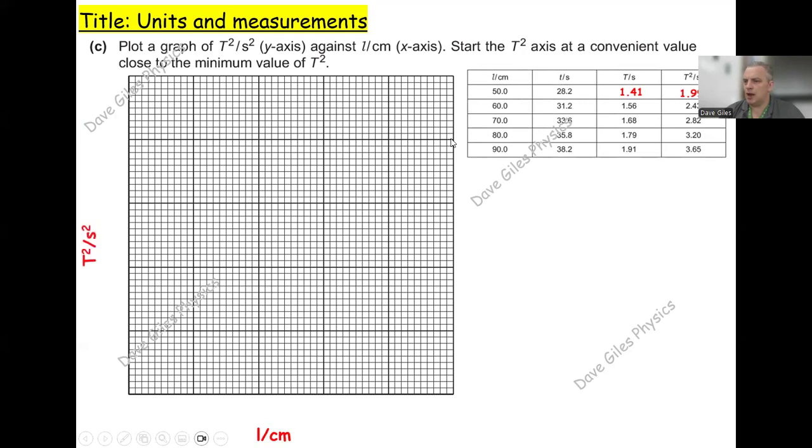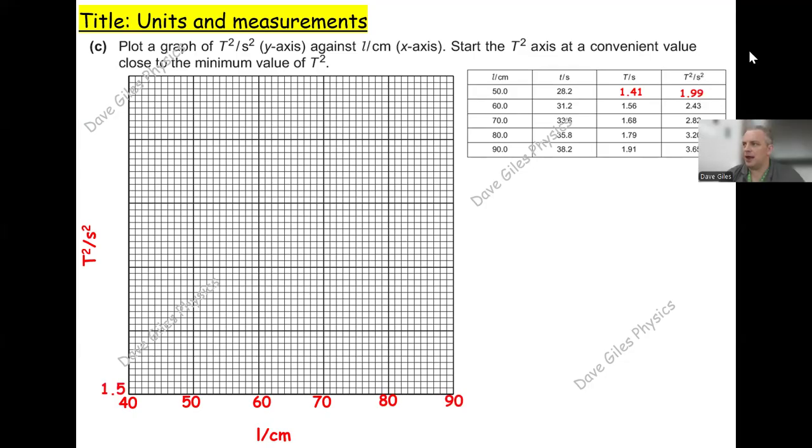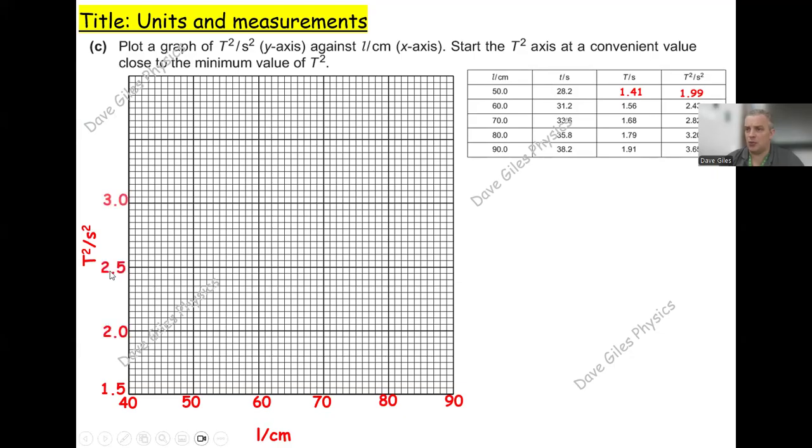So I'm going to do L first. I'm going to start at 40, 50, 60, 70, 80, 90. And then our lowest value of t squared is 1.99, so I have to go below 2. So I'll start at 1.5 and I'm going to go up in half intervals.